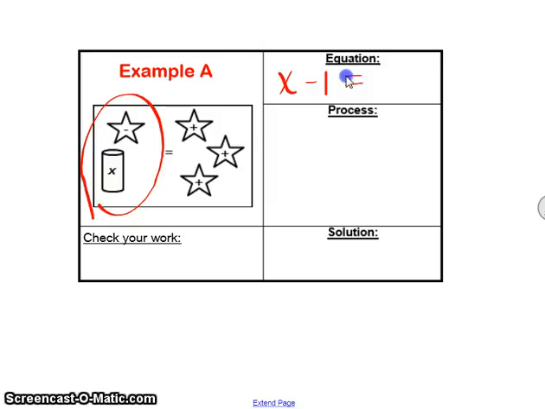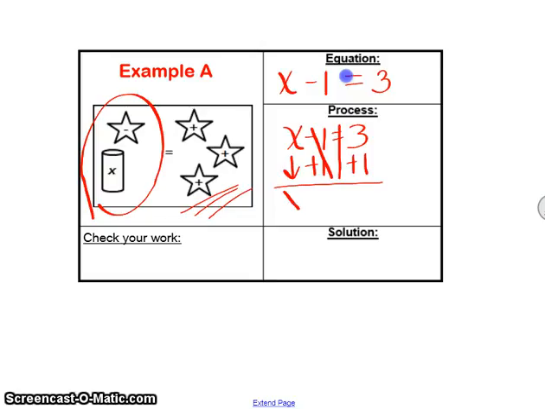Now I also have the right side of my equation, and so I have 3 stars, and inside of those stars there's 3 positives, so it's equal to 3. So my process is x minus 1 is equal to 3. Rewrite that equation. Remember, I draw a line through my equal sign. This is a one-step equation, and so the opposite of subtraction would be addition, so I want to add 1 to both sides. Negative 1 plus 1 is 0. Then I bring down this x, and 3 plus 1 is 4. So x is equal to 4.